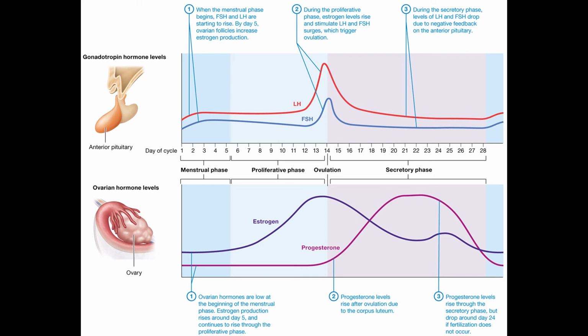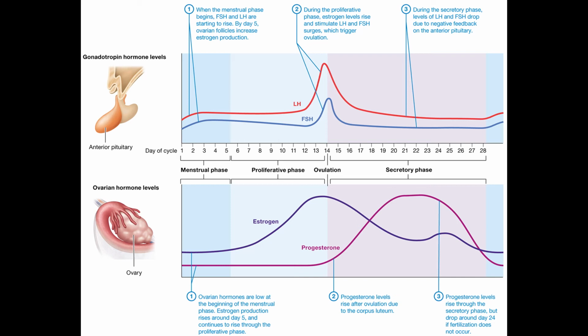Now, if the ovulated oocyte is not fertilized, the corpus luteum degenerates toward the end of the secretory phase and the progesterone levels fall. Without progesterone, the stratum functionalis layer loses its blood supply and breaks down, triggering the beginning of a new menstrual cycle.